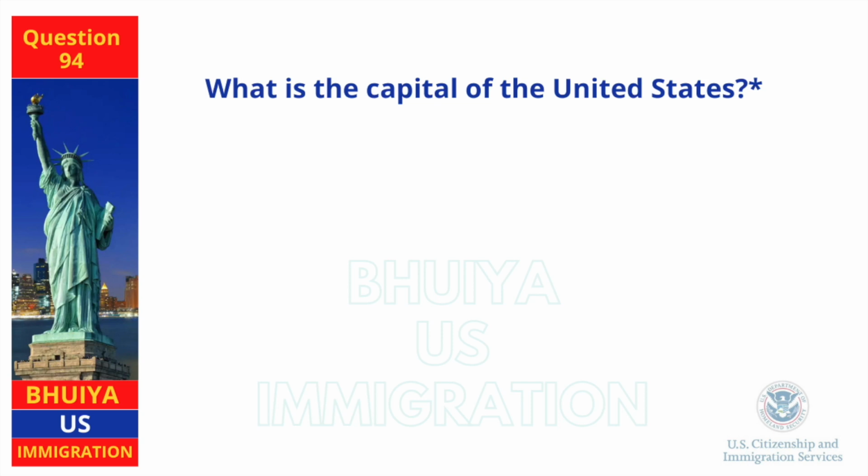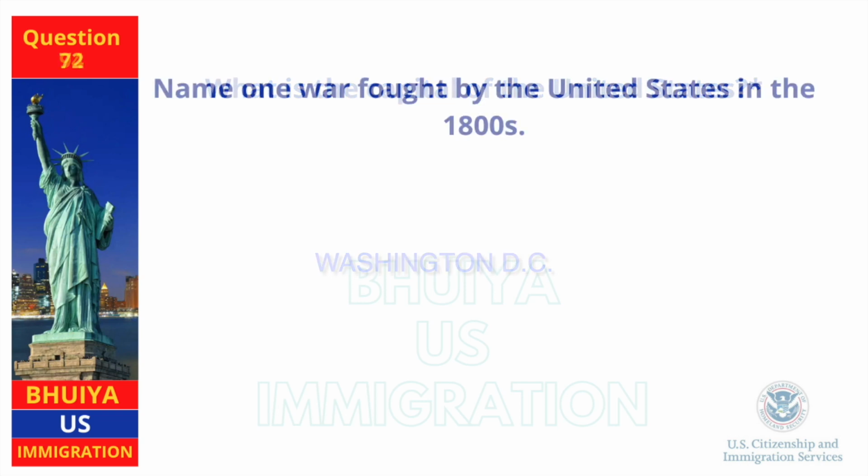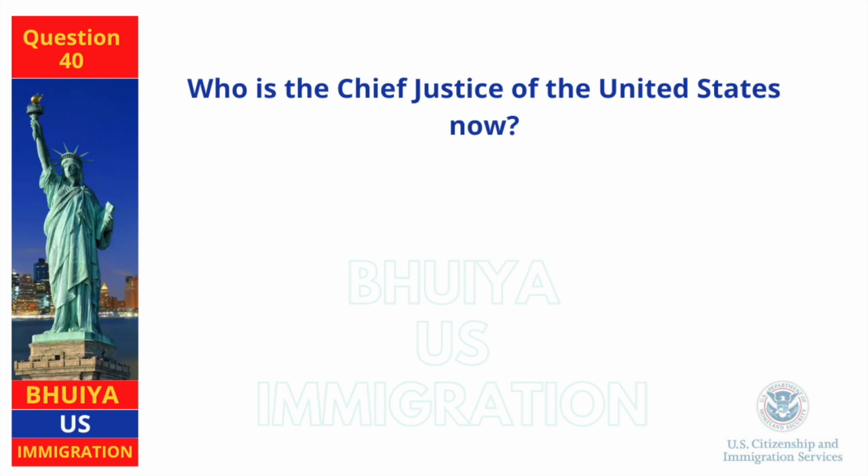What is the capital of the United States? Washington, D.C. Name one war fought by the United States in the 1800s. Civil War. Who is the Chief Justice of the United States now? John Roberts.